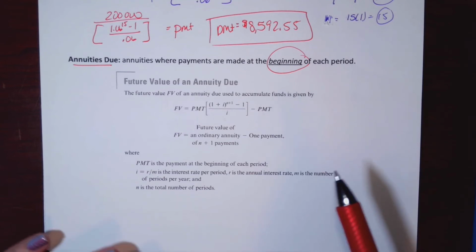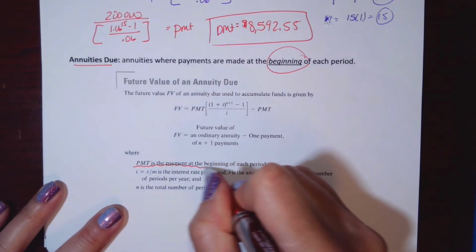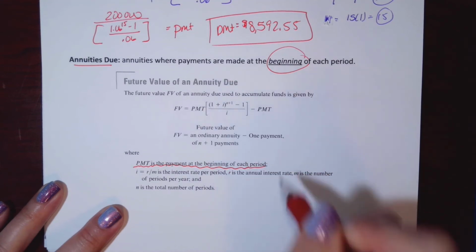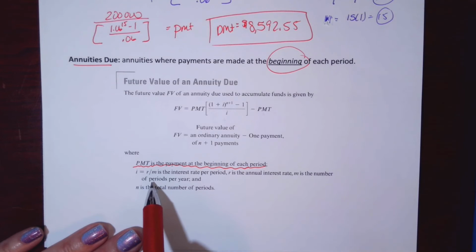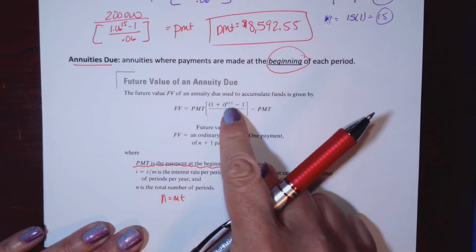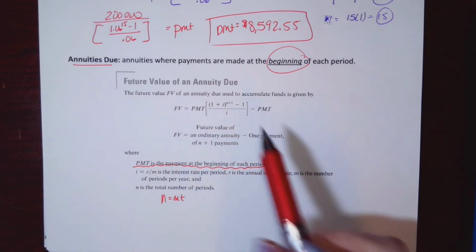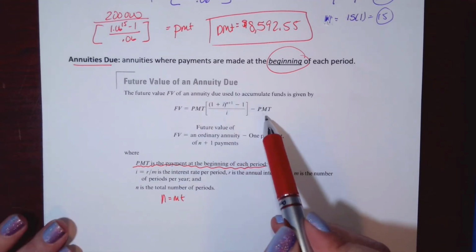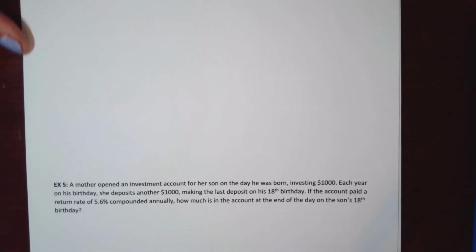So those are the two things that are different. The payment is made at the beginning of each period when it's an annuity due. I is still R over M. N is still M times T. But our exponent is n plus 1. So you've got to make sure that you adjust that exponent and that you subtract out one payment. Okay, let's do a couple of examples and then we'll be done with this section.